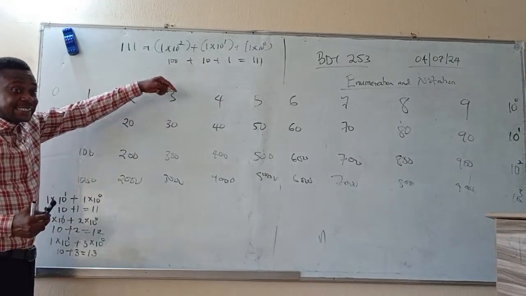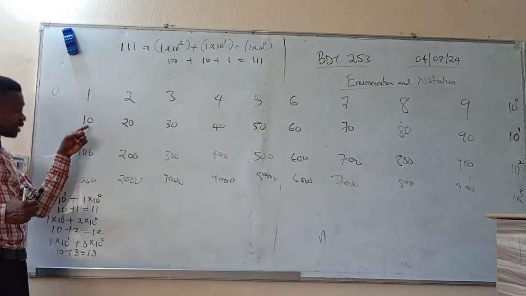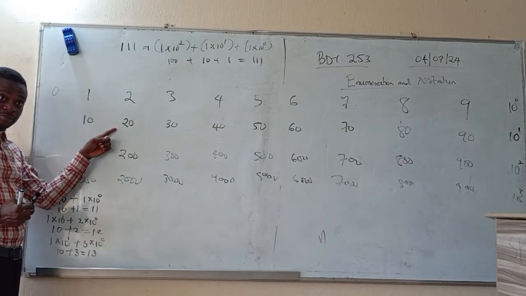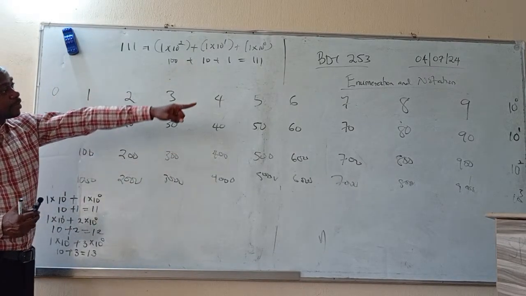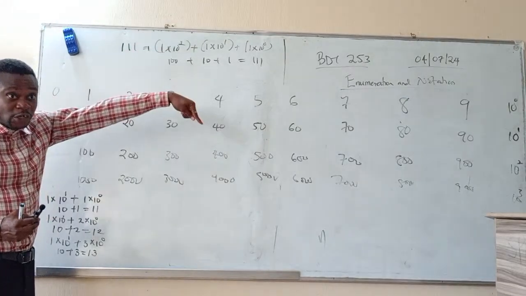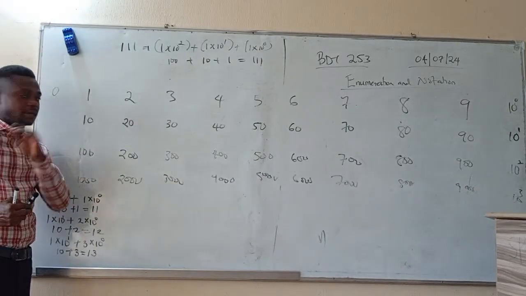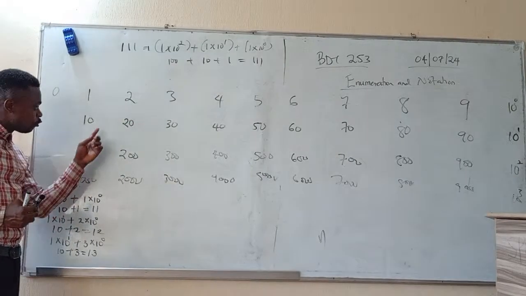Then 3 times 10 to the power 0 is what? 3. Add it to this 10, it will give you 13. Then 4 times 10 to the power 0, it will give you what? 4. Are you following? Yes. Good. You add it to this 10, it will give you what?